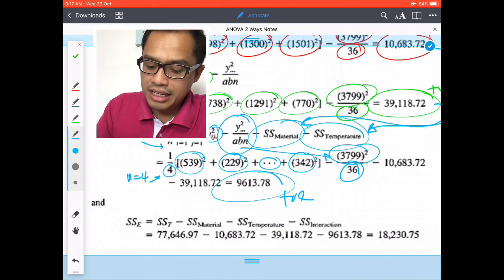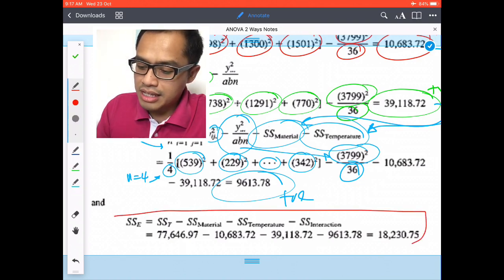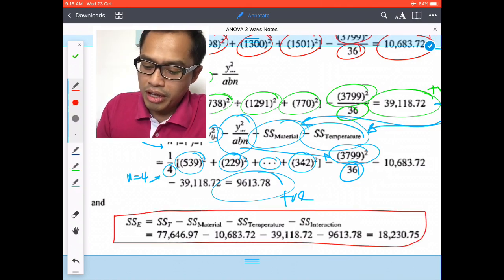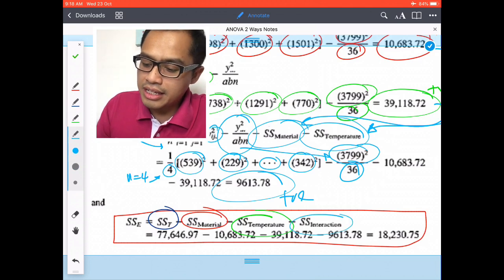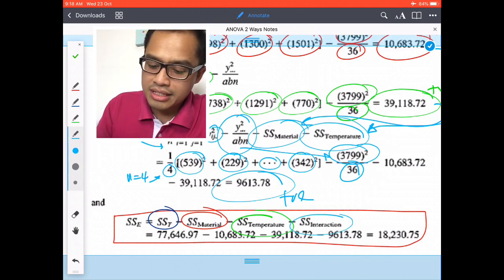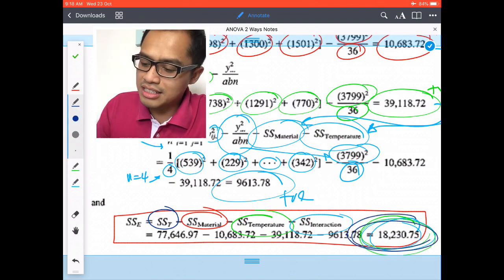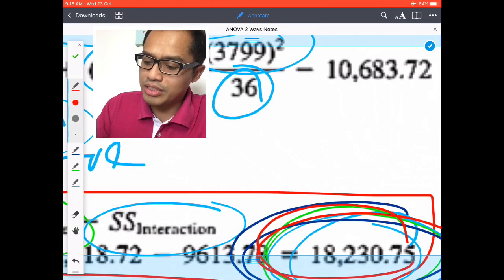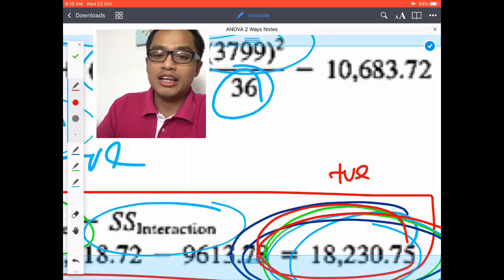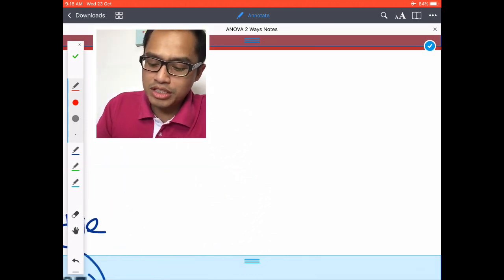And finally, you have this SSE, whereby you have your SST for total, SS material, SS temperature, and SS interaction, and you get, let's use all the colors, a positive value.